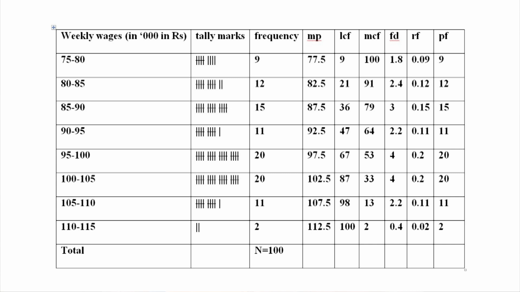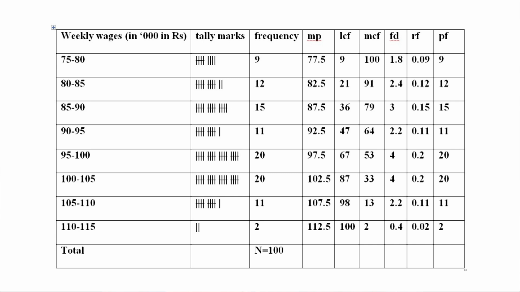For the class 90 to 95, it is 11 divided by 5, which is 2.2. Proceeding similarly, we have the frequency density of other classes as 4, 4, 2.2, 0.4, which is as shown in column 7 of the table.